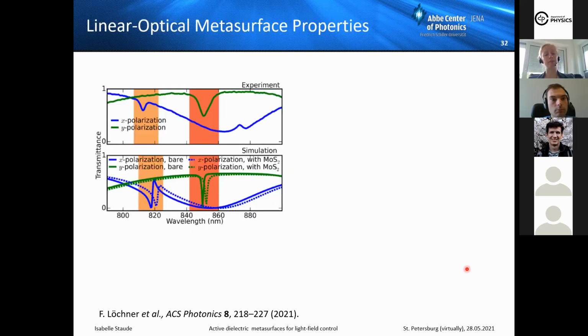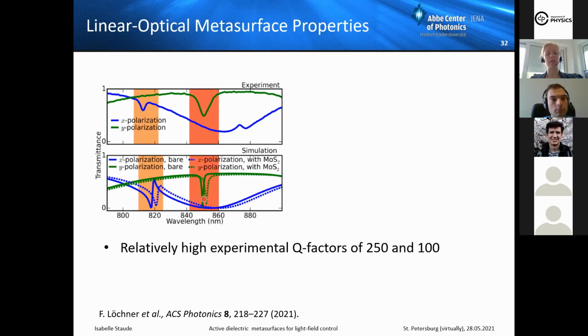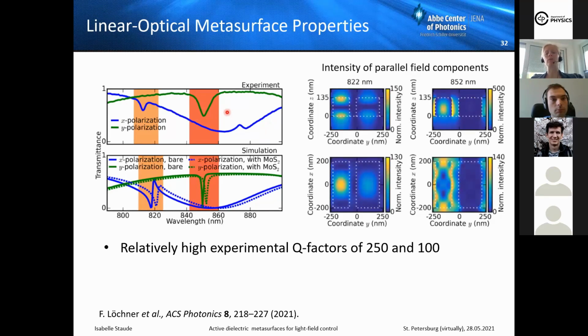Basically what we were after were relatively high Q modes. And here you see the linear spectra of these structures. These are the experimentally measured ones for the two polarizations. So we find these two resonances with relatively high Q factor, one for each of the polarizations. And on the bottom is the matching numerical simulation. You see in numerics the peaks are quite a bit sharper, which is usually expected. But in experiment we still have Q factors of about 250 for this first resonance and about 100 for the second resonance here.